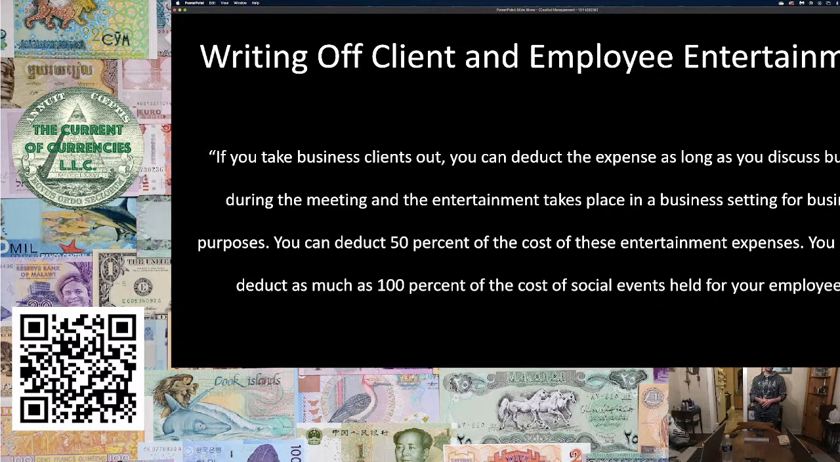You can also deduct as much as 100% of the cost of social events held for your employees. Now, when we start having other venues that we go to, this is a credit that I'm definitely going to use at the end of the year. If we use the Hamilton Library and I'm paying $40 an hour for a classroom, that's going to add up over the year. So this is a huge resource for me.